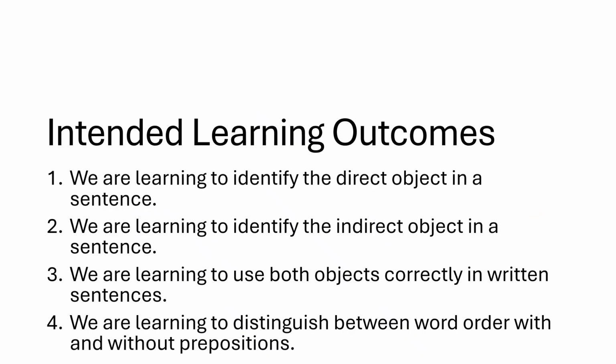There are 4 intended learning outcomes to achieve by the end of the lesson. 1. We are learning to identify the direct object in a sentence. 2. We are learning to identify the indirect object in a sentence. 3. We are learning to use both objects correctly in written sentences. 4. We are learning to distinguish between word order with and without prepositions.